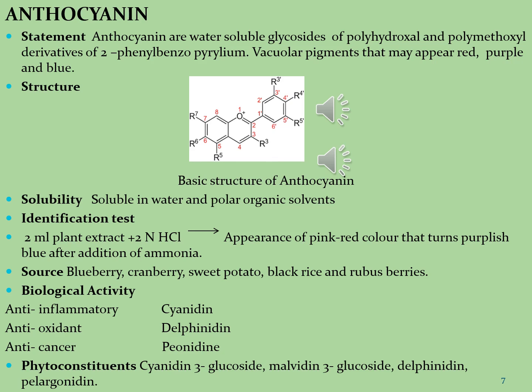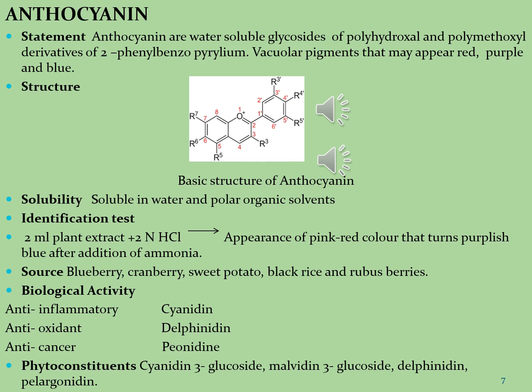Anthocyanins are soluble in water and polar organic solvents. Now we see the identification test of anthocyanin molecules. We take 2 ml plant extract and add it to normal hydrochloric acid. Appearance of pink red color that turns purplish blue after addition of ammonia indicates the presence of anthocyanin molecules.